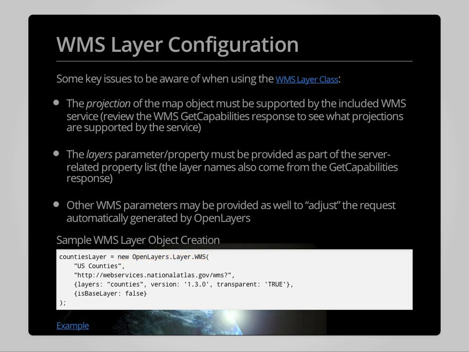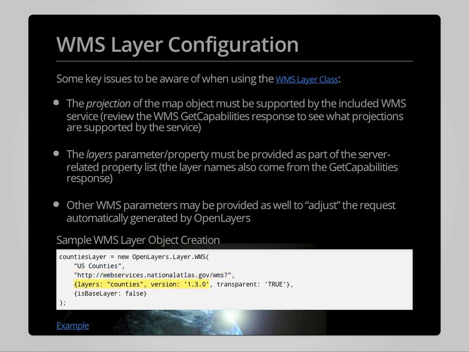We're giving it the name of US counties. So this is the name that would appear in the layer picker. We're specifying the URL. This is the base web address for the web map service. Just as we've talked about previously, the information that is provided in the get capabilities request in terms of the base request to which you would add the additional WMS specific request parameters.